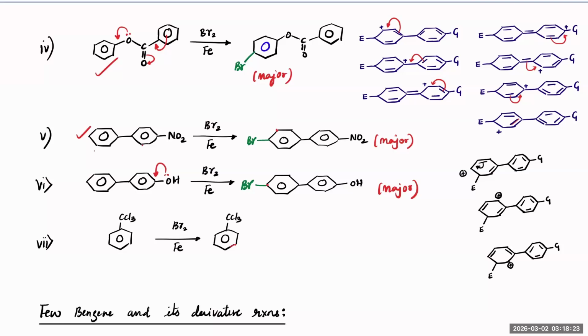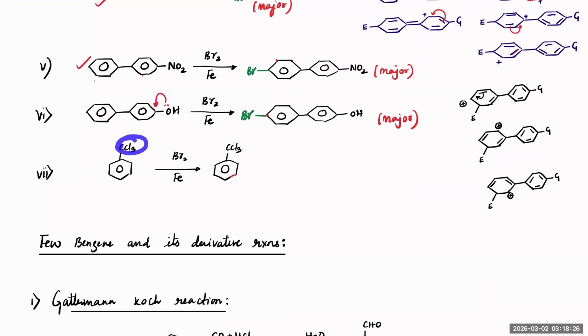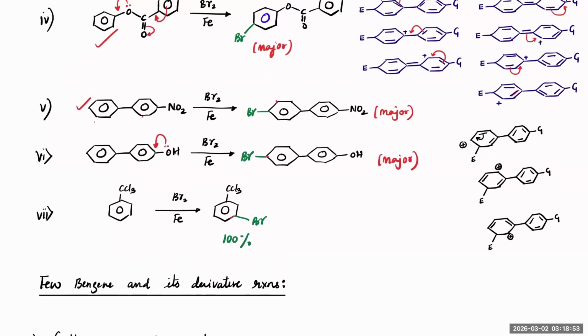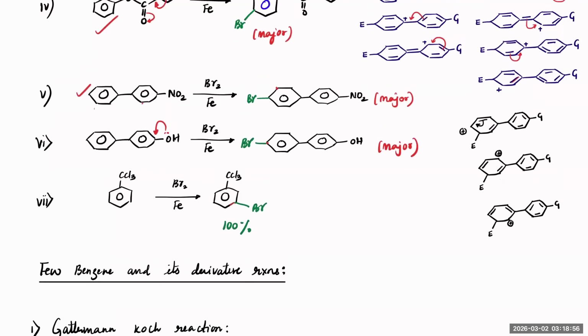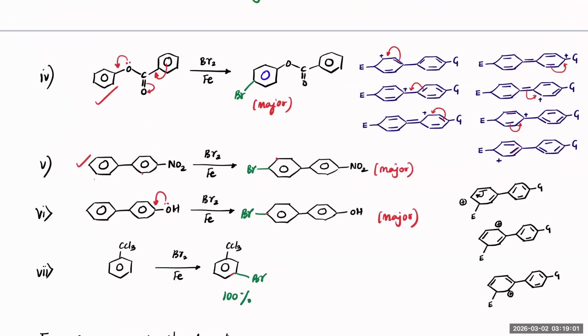I hope all of you got that. And the next thing is CCl3. CCl3 is strongly withdrawing, so it will only go for the meta position. So we will 100% get only this product. You will not get any other product. Clear? Everyone, please go through it once quickly.